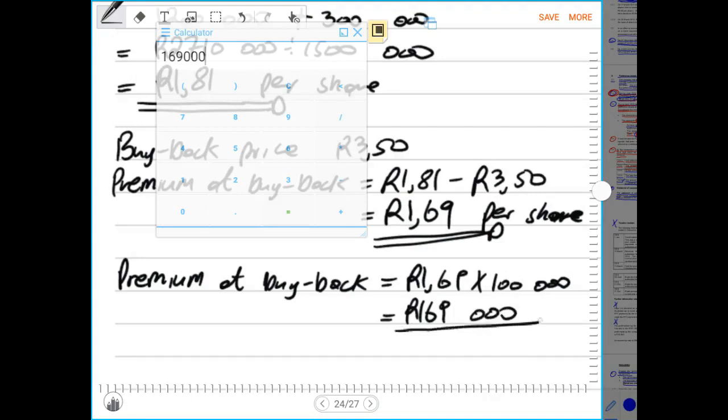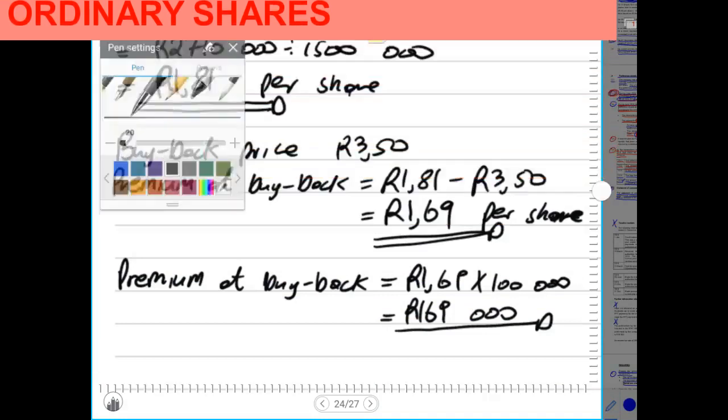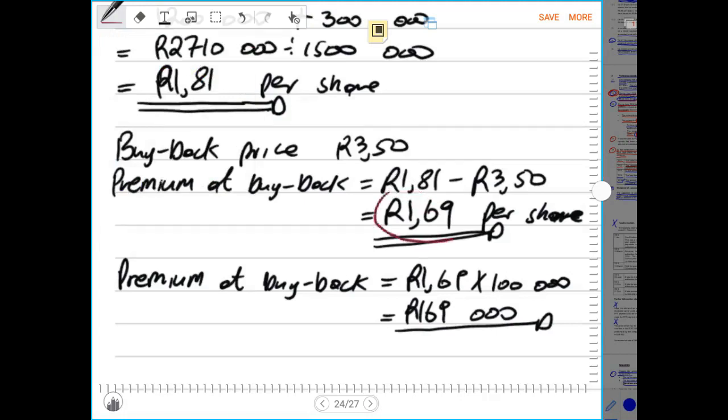So now this will be the premium at redemption of preferences. Take note of the fact that we first had to calculate the premium per share, which was 1 rand 69. Why this is very important is because in this case we don't know the issue price. We first had to calculate the average issue price, and we compare that with the buyback price or redemption price, and the difference between the two. And most of the times, guys, the buyback price will be higher than the issue price, and the difference will be the premium on the redemption, which is the premium per share.